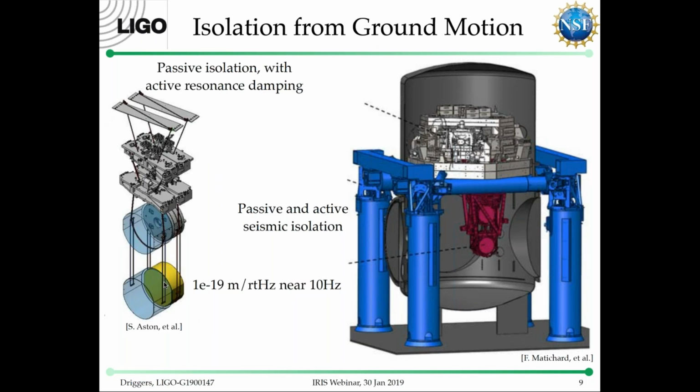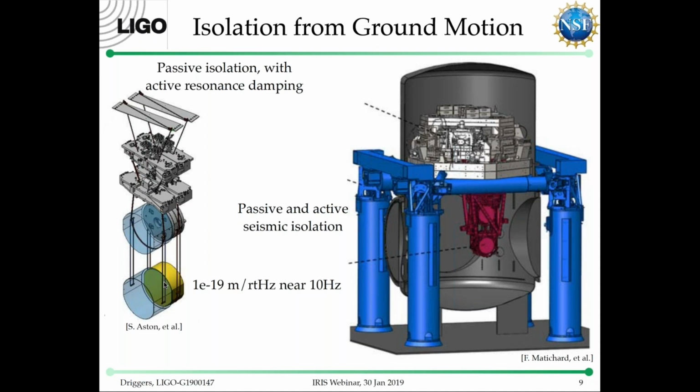This is a zoom in of the quadruple suspension for the mirror. It is almost entirely passive vibration isolation. We utilize the fact that a pendulum is a natural mechanical vibration isolator to help isolate it from ground motion, whereas the blue and light silver system in the right picture are a lot more active seismic isolation coupled with some passive seismic isolation.